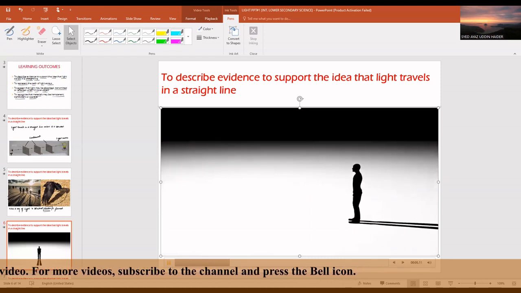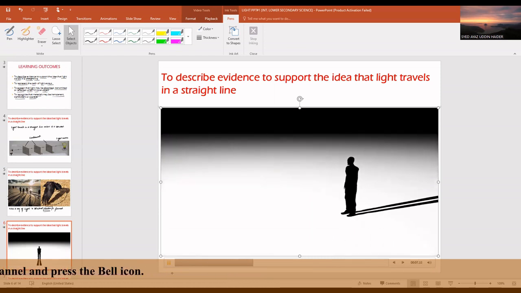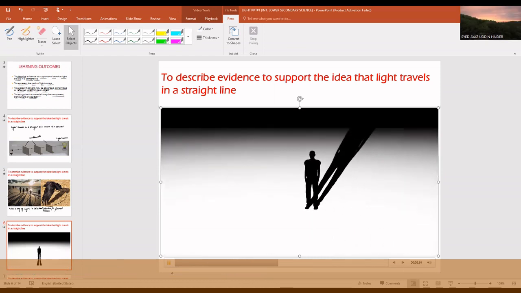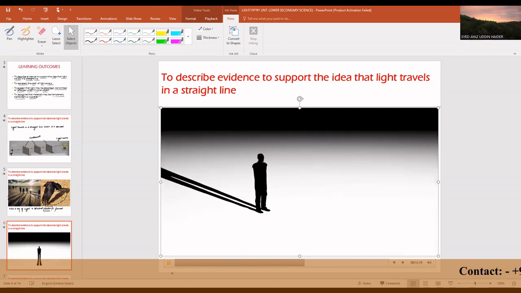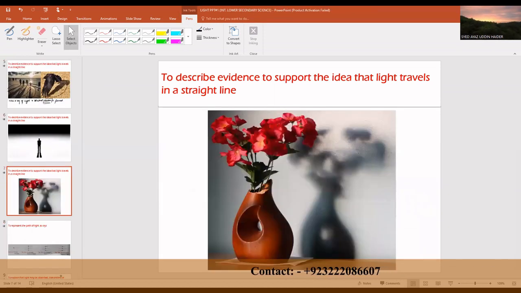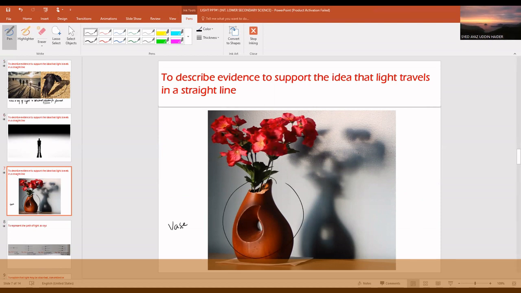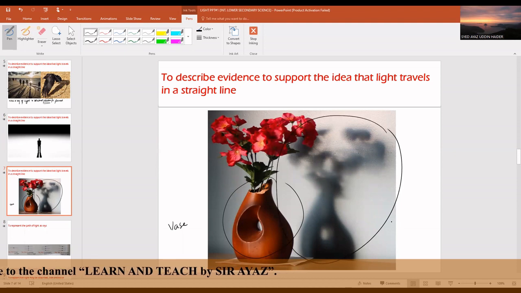Shadow is formed by any object, material, or living organism once a ray of light is blocked. This is the picture of a vase, and you can also see the shadow formed behind it. This is the shadow.